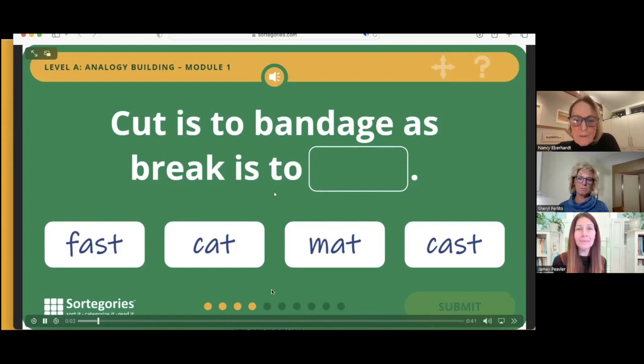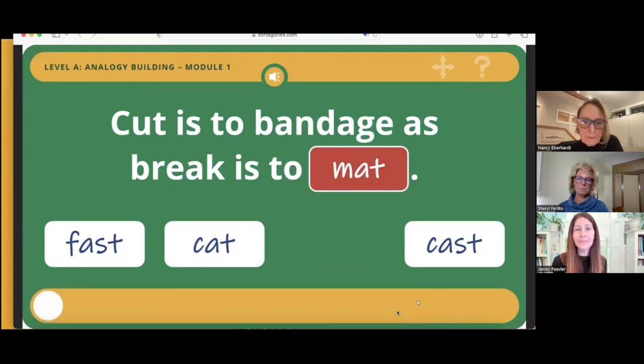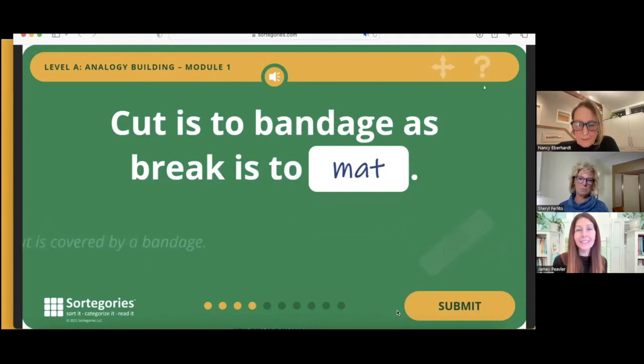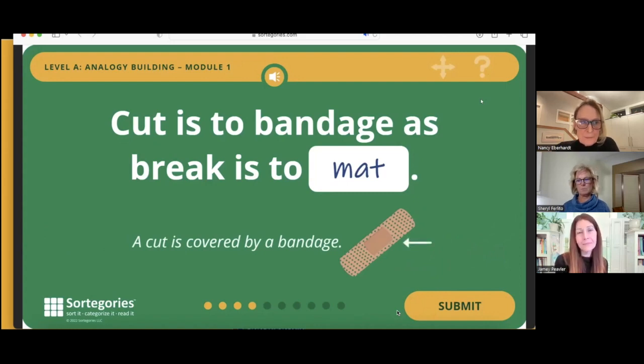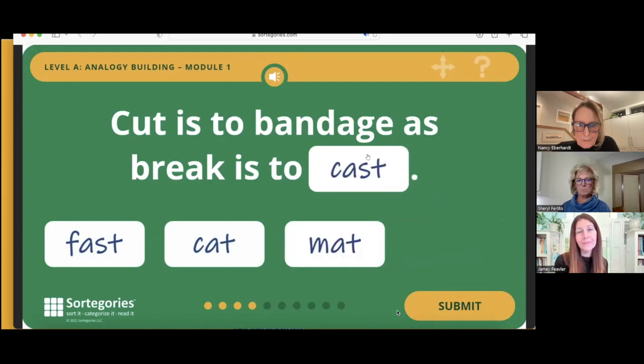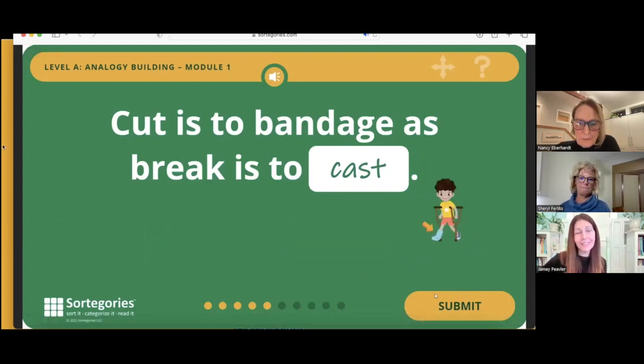Cut is to bandage, as break is to. Oops. Click try again. Cut is to bandage, as break is to. A cut is covered by a bandage. Correct. Cut is to bandage, as break is to cast.